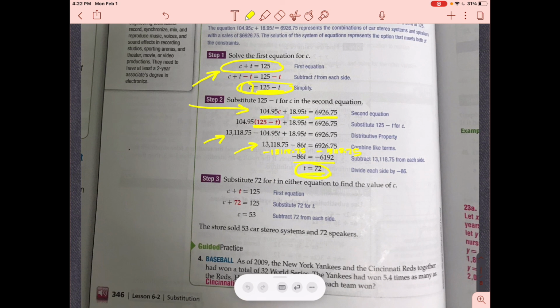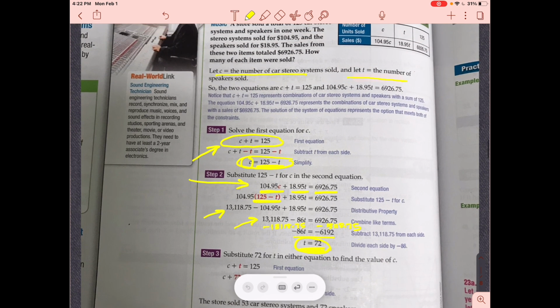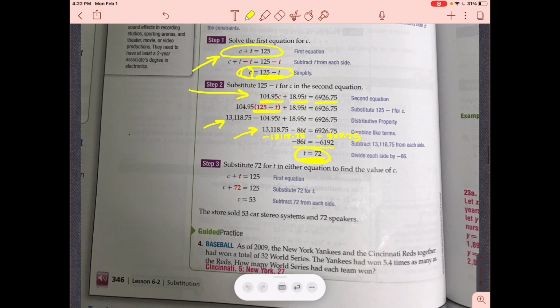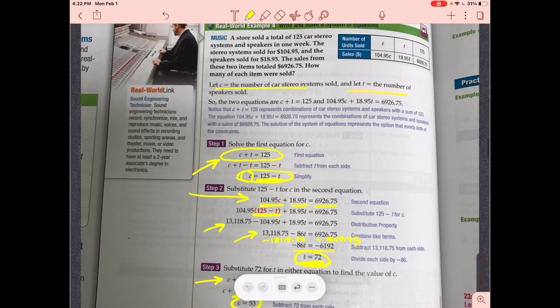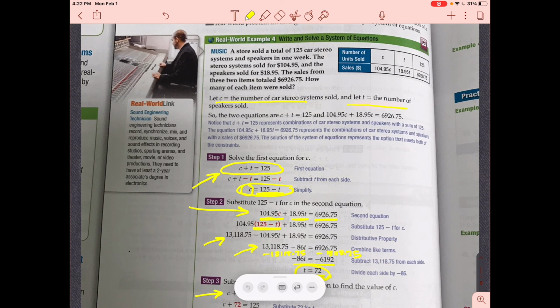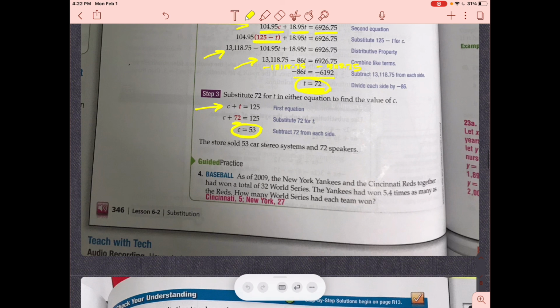Well, now we need to find out how many car stereo systems there were. And so what they decided to do was to use the easier, it looks easier, it's a little simpler equation. You'll get the same answer from both equations, but they plugged in 72 in for T and solved for C, which was 53. So they took a really complicated situation, took two equations, combined them, and then got where those two lines cross on the graph, which actually tells us something, that there were 53 car stereo systems and 72 speakers.